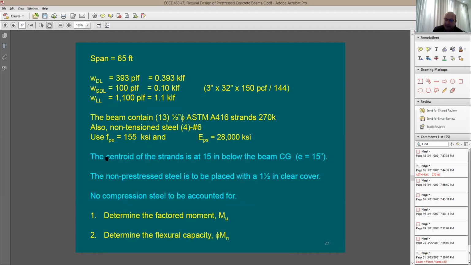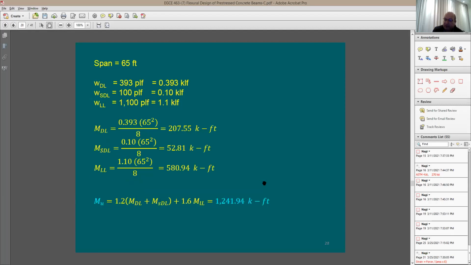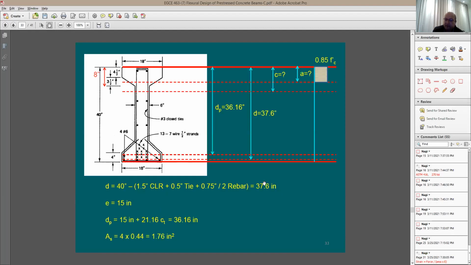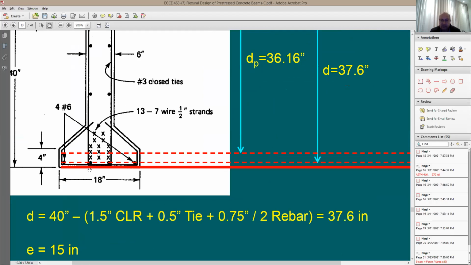So I'm going to take you back here to this problem. It says 1.5 inch clear cover, and then you have 1/2 of the bar diameter, right? So with that, you should be able to get to this 37.6 inches. DP was given to us in the problem. It's going to be at 36.16 inches. It's going to be the centroid of all of these strands. You see the strands? They are not just in 2 layers. And this is going to be the location of the centroid of all of the strands. So it's going to be right here.